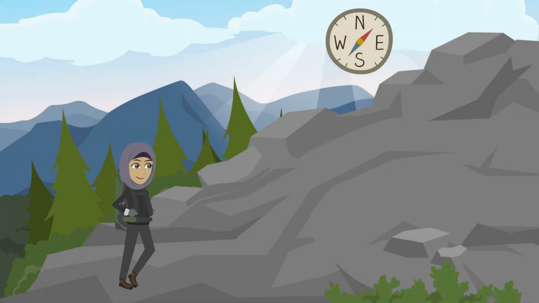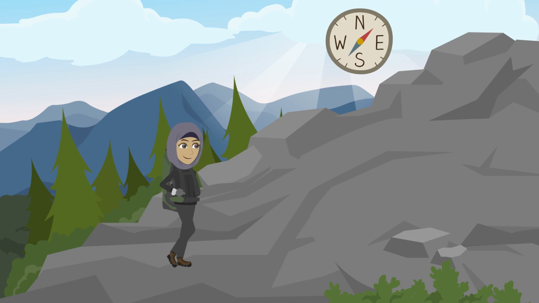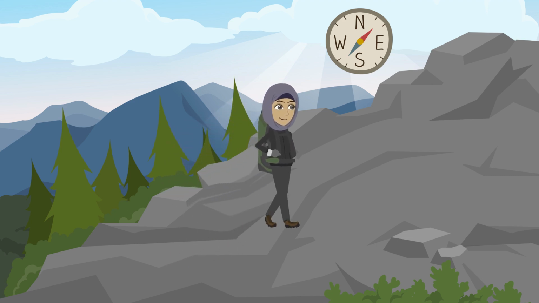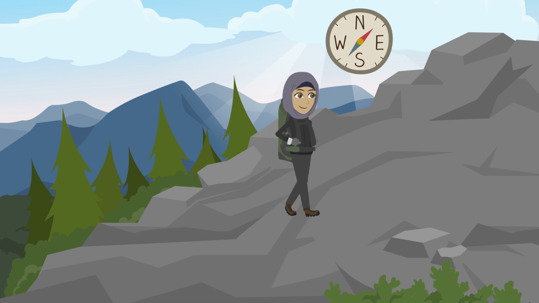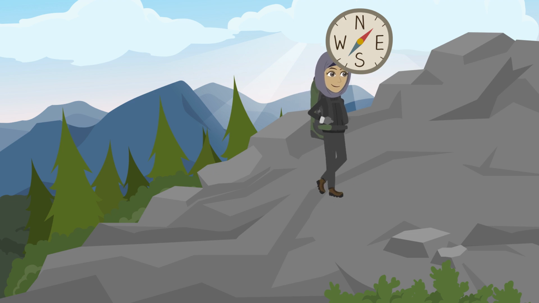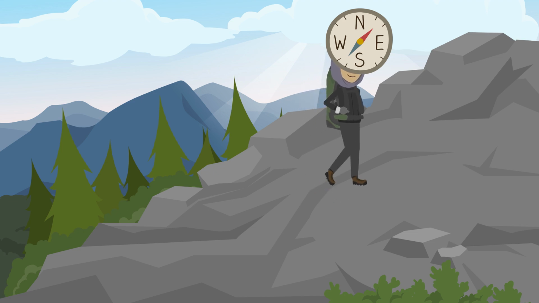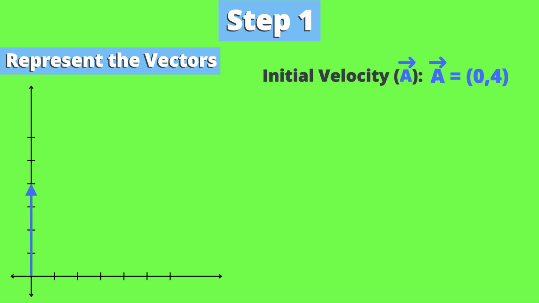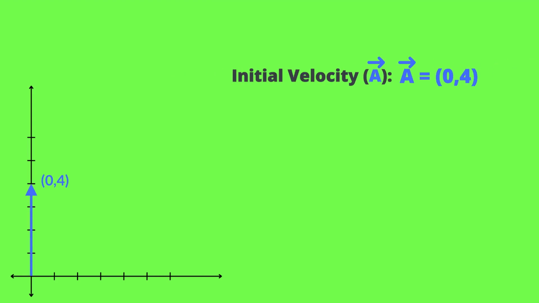Example 2. Slowing down. Intermediate. Now let's imagine you're hiking up a hill. You start walking at 4 miles per hour uphill, north. But the slope gets steeper, and you slow down to half your speed. What's your new velocity? Step 1. Represent the vector. Your initial velocity is a equals 0, 4.